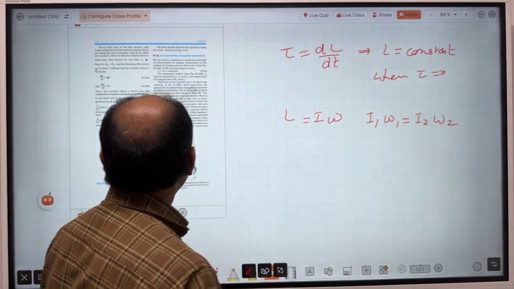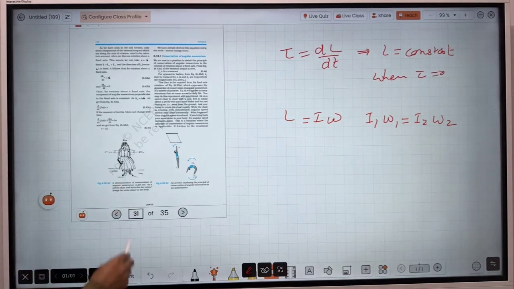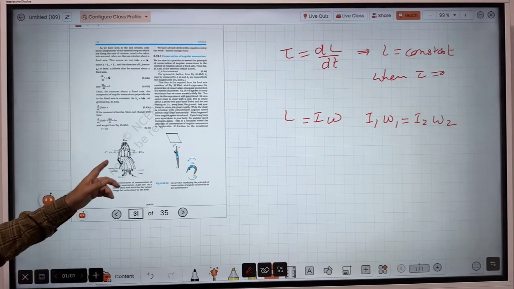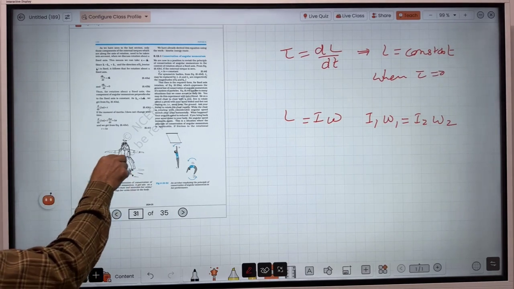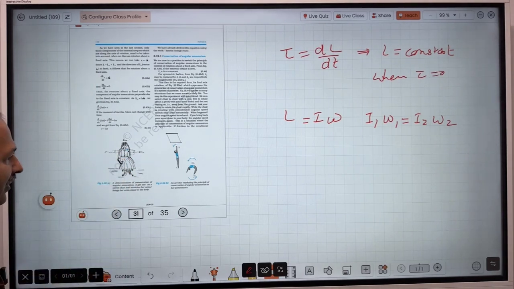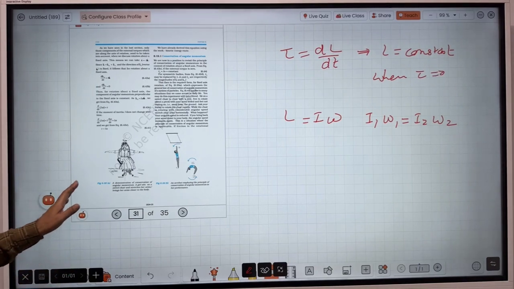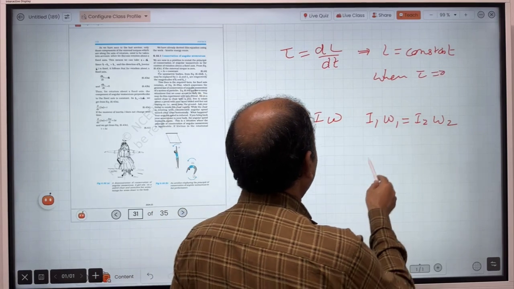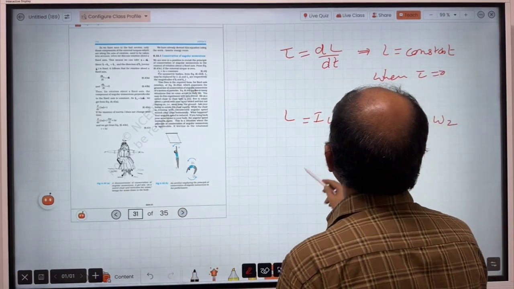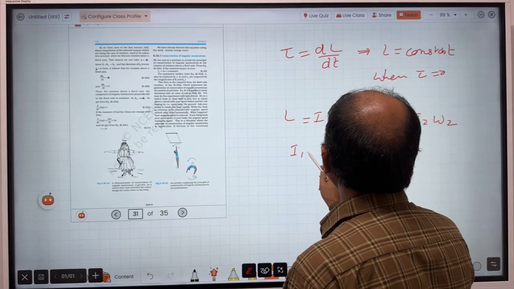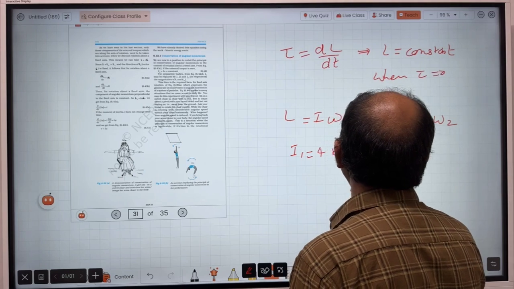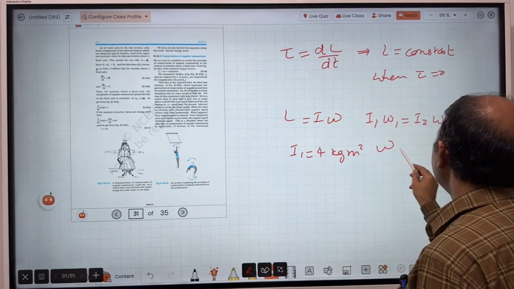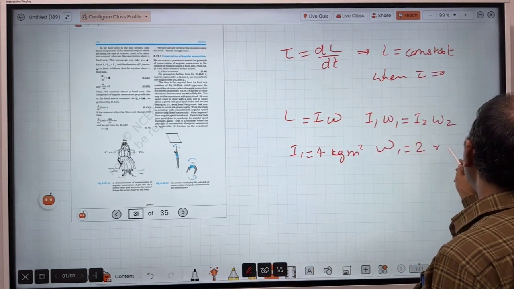So there are different cases. Like here, there is one girl, and when she opens her arms, moment of inertia will increase, so her speed will decrease. When her arms are closed, her angular speed will increase. Let's take a general example first. Suppose I1 equal to 4 kg meter square and omega 1 say 2 radian per second.